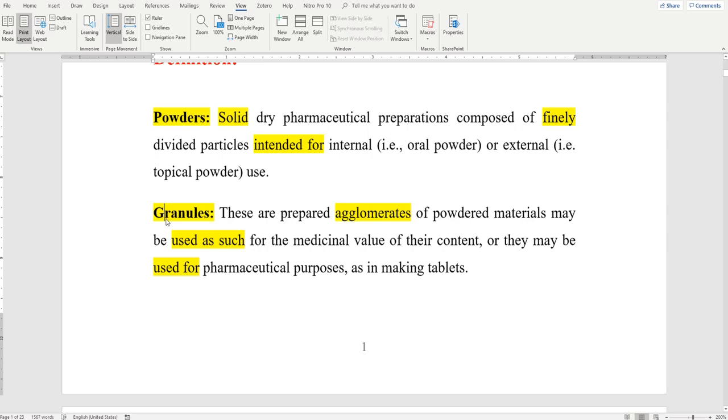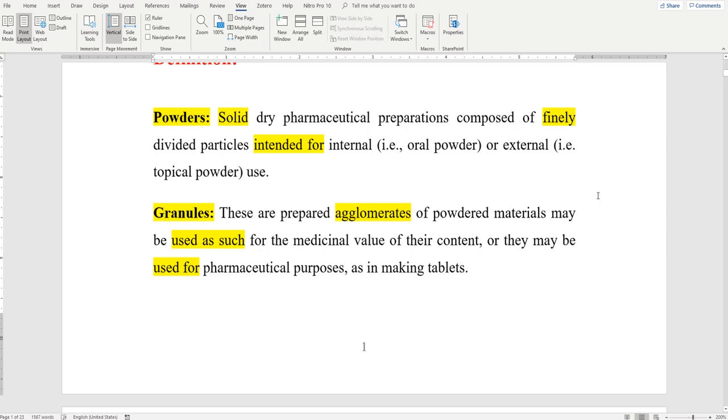Now, what do we mean by agglomerates? We are talking here about gathering of fine particles together to form larger entities. We call them granules. So the gathering, how do you gather the particles together? You need to stick them together by certain forces to allow them to become like agglomerates. Okay, let's complete the definition.